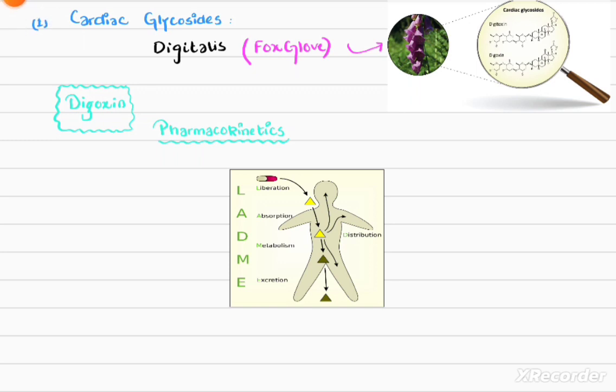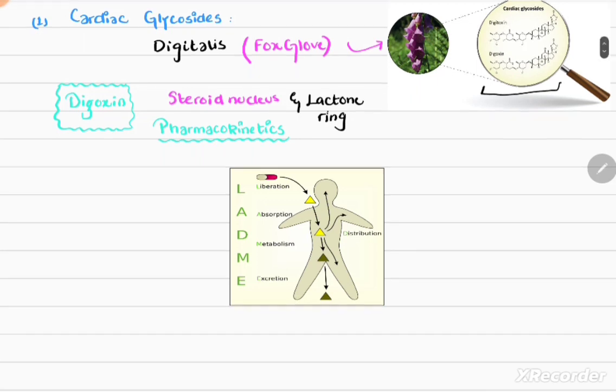As far as the chemistry is concerned, digoxin has a steroid nucleus and a lactone ring along with that. So here is a picture of this. No need to remember the formula, but we need to know the chemistry of the drug. When we attach the glucose moiety to this structure, it becomes a glycoside. So these are known as cardiac glycosides because these are glucose-containing compounds which have an effect on the heart.